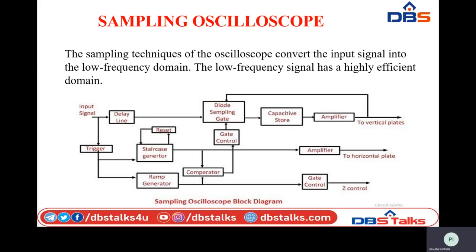Here, since sampling improves the bandwidth, we are going to convert a very high frequency signal into values in the audio frequency range. Since it operates in the low frequency range, we can analyze the signal very quickly, though the signal is very fast and moving very quickly. So the sampling controls the operation of high frequency bandwidth such that it is easily analyzed on the screen of the CRT.